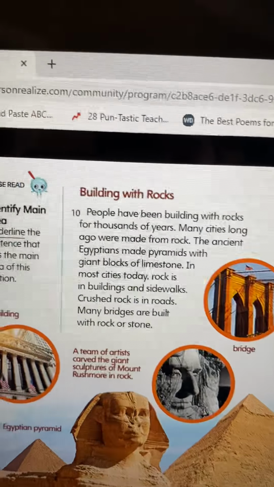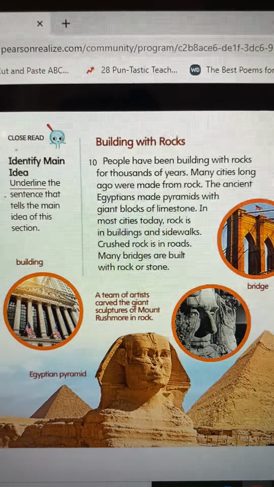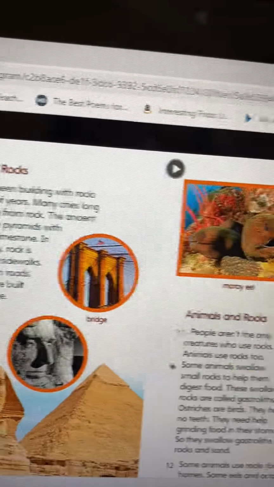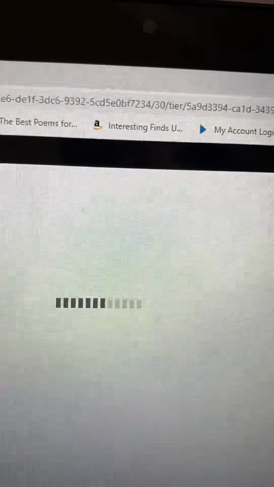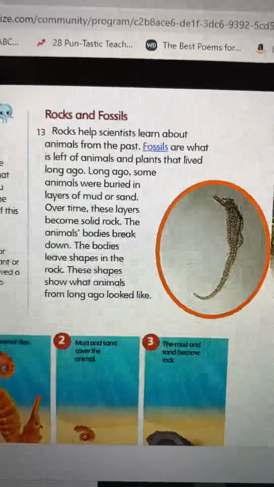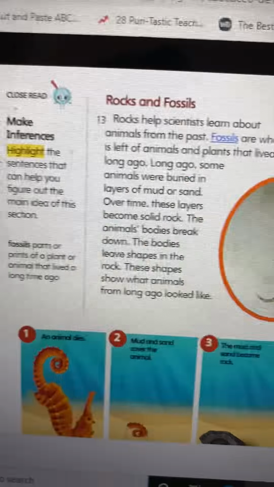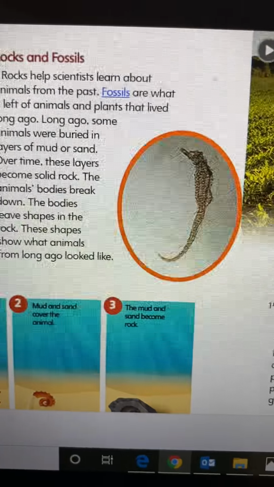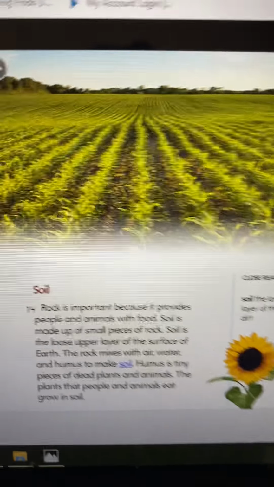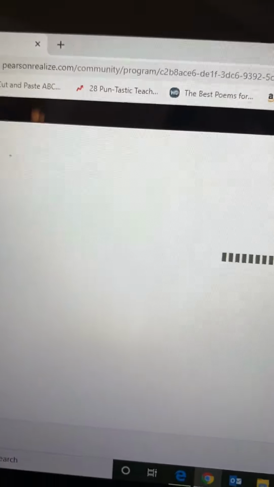Okay, make sure you're reading it nice and slowly. Make sure you're understanding every part of your text. And then, of course, using these text features. Okay, so lots of information, and it's all about rocks. Each section is going to have your heading there. It's going to show you all of these different photos, and it's going to tell you what it's explaining in the actual text.